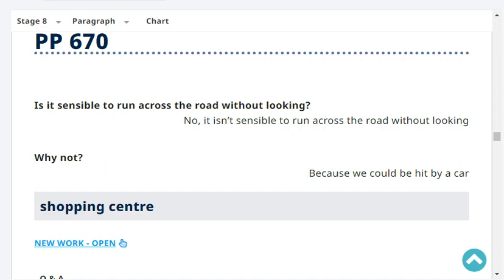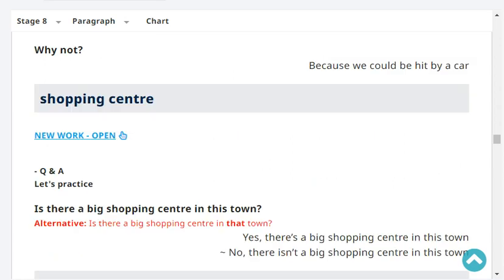Is it sensible to run across the road without looking? No, it isn't sensible to run across the road without looking. Why not? Because it could be hit by a car. Very good.